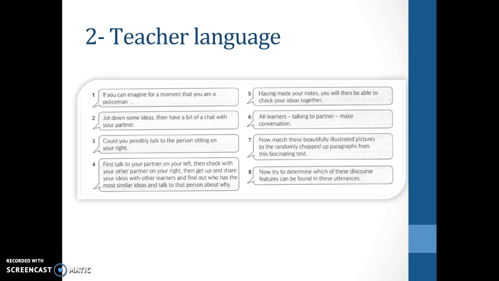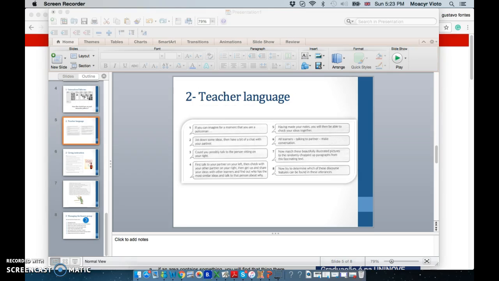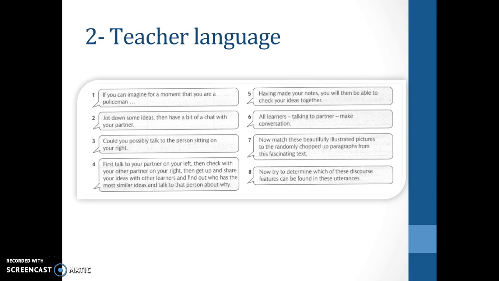So let's take a look now at some teacher language. As you can see, these teacher language examples are very problematic, especially for pre-intermediate students. So I'd like you to read them very quickly and try to identify the kind of problem each might have. Well, as you can see, these examples are very, very problematic.